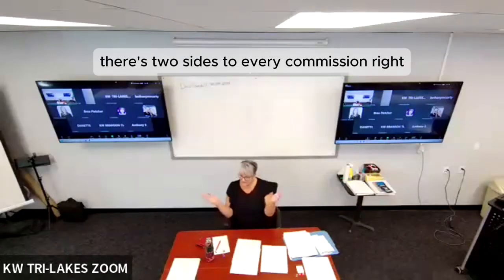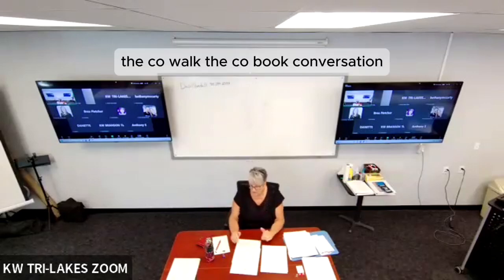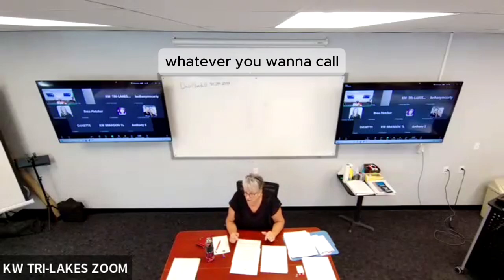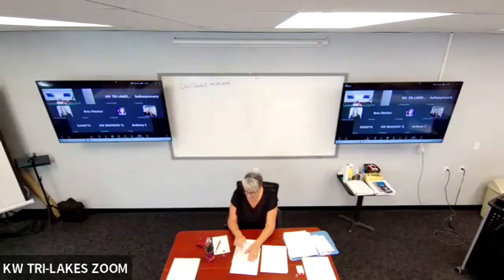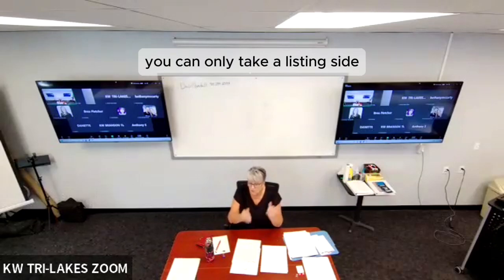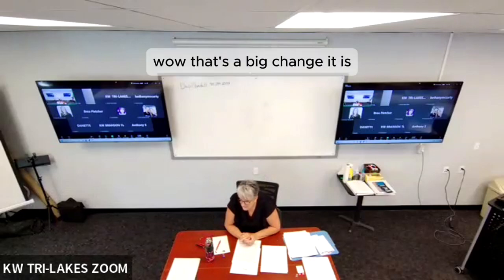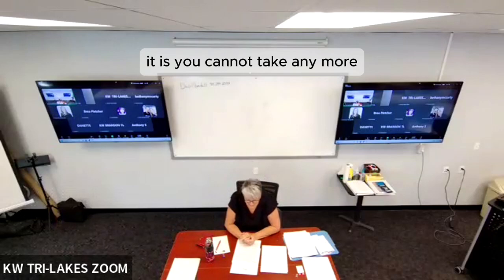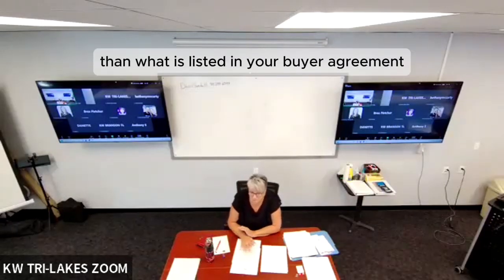There are two sides to every commission, right? Yep. The listing, the buyer broker, the co-broker compensation, whatever you want to call it. So as the listing agent representing the seller without a buyer agreement with commission in it, you can only take the listing side. Wow, that's a big change. It is. You cannot take any more on the co-broke side than what is listed in your buyer agreement.